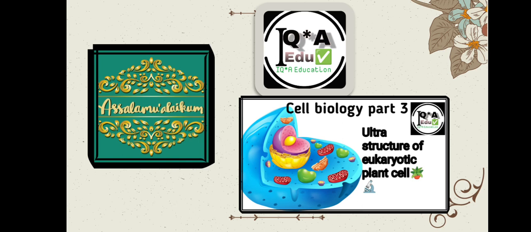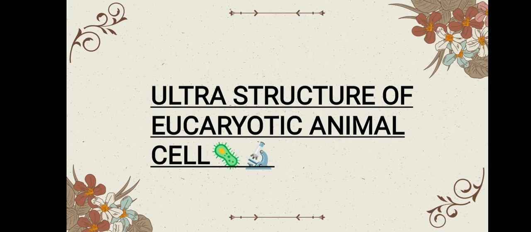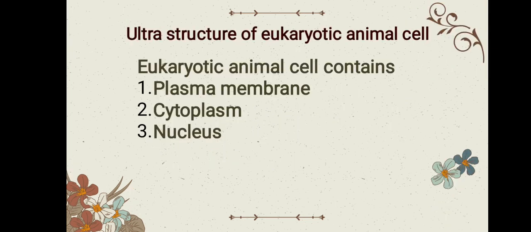So in the last video we talked about the ultrastructure of eukaryotic plant cell, and in this video we are going to talk about the ultrastructure of eukaryotic animal cell. So let's start without wasting our time. First, mainly, the animal cell is divided into three parts, which contain the plasma membrane, cytoplasm and the nucleus. We are going to study all three in depth. So let's start with the plasma membrane.